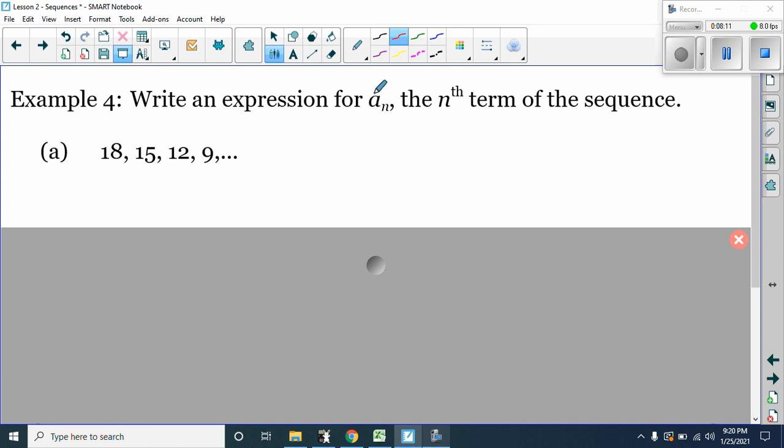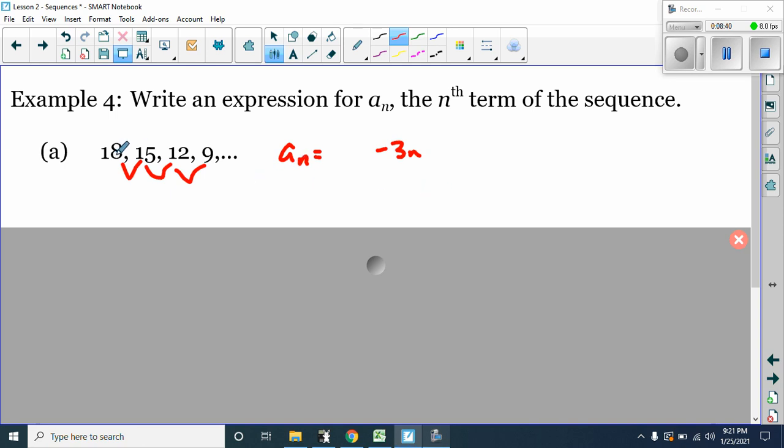Example 4 asks us to write an expression for a sub n: 18, 15, 12, 9. It doesn't state it here, but let's write an explicit formula is what we're trying to do. So a sub n: -3, -3, -3. So we are subtracting 3 over and over again.